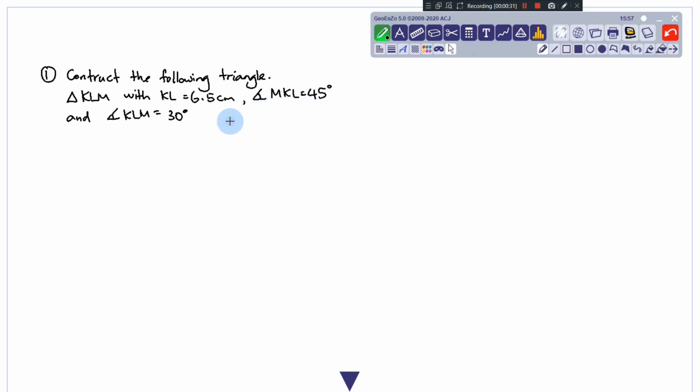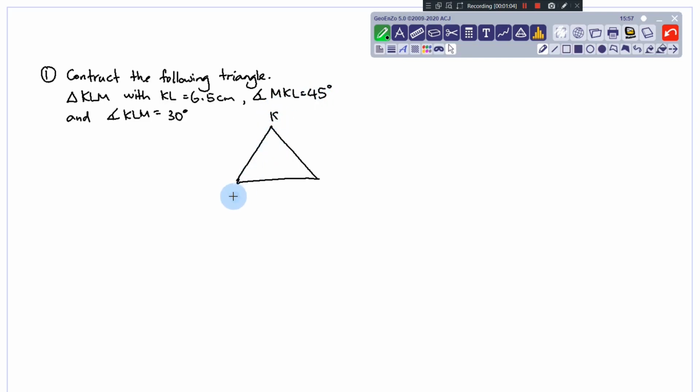Now, in these questions, we don't see any diagram here, so it will be harder for us to plan which part to draw first. So I would suggest you simply sketch a diagram. You don't have to think too much when you sketch. You don't have to think, okay, 6.5 centimeters, how long should I draw? You just simply sketch a triangle KLM. This is not our final answer. We just refer to this diagram that we sketched, then we plan which part to draw first.